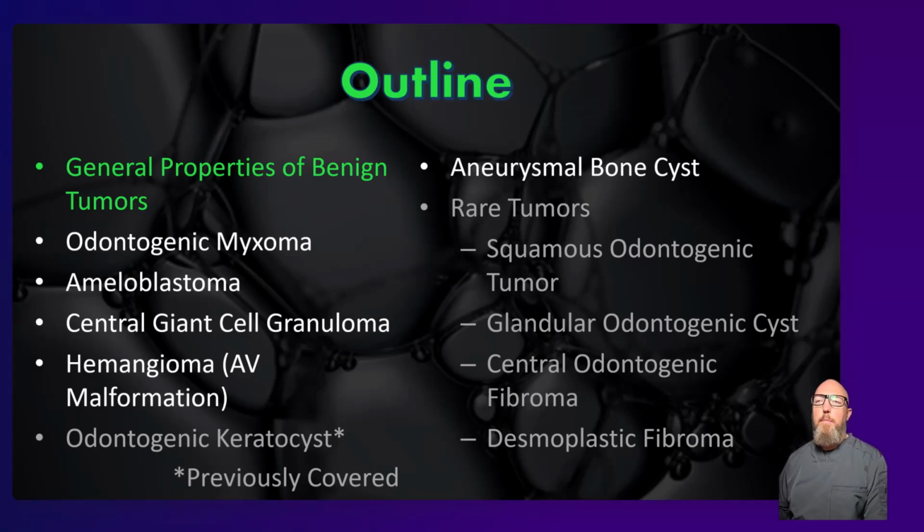Hello there, welcome back. This is going to be part 2 of multilocular well-defined lesions. We already covered myxoma and ameloblastoma, so now we're going to get into central giant cell granuloma and hemangioma, aka AV malformation. I'm also going to introduce you to aneurysmal bone cyst, and then topic 3, we're going to talk more about the rare tumors, and I'll do a bunch of practice cases for you to see if hopefully you've been learning some stuff here.